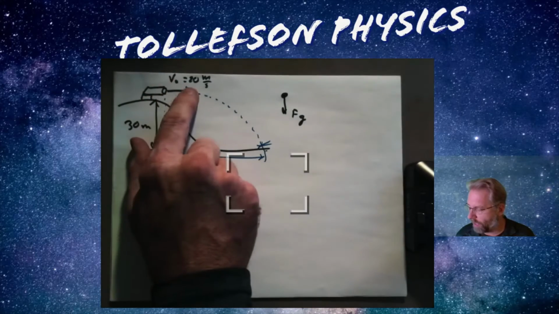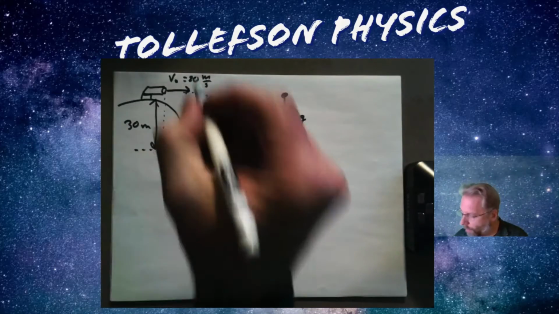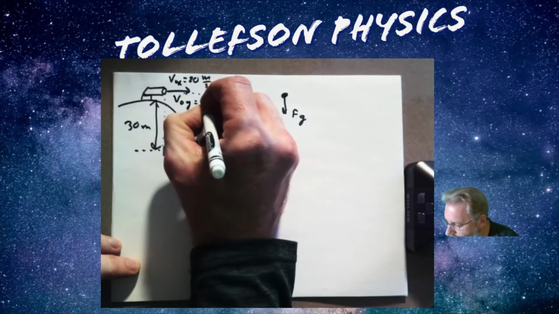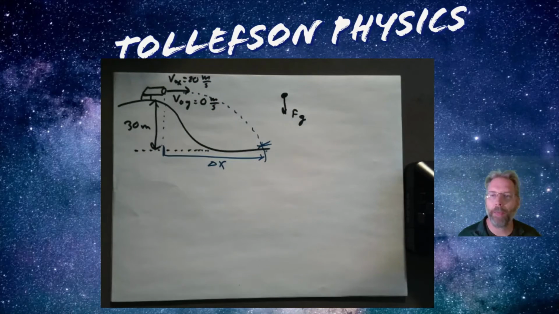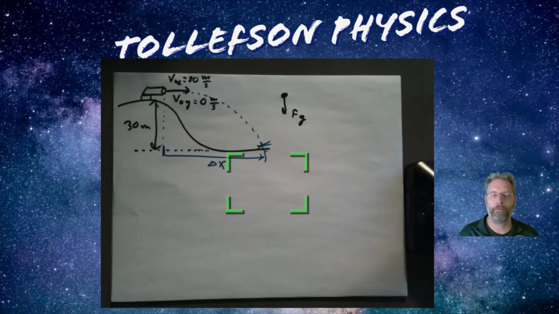So this initial velocity is 20 meters per second. Well, that's in the x direction. So actually, let me add an x to that. And so what do we know about the y direction? Well, the initial velocity in the y direction is 0, which kind of makes things a lot easier. It makes it look like in the y direction, just like I'm dropping a ball.